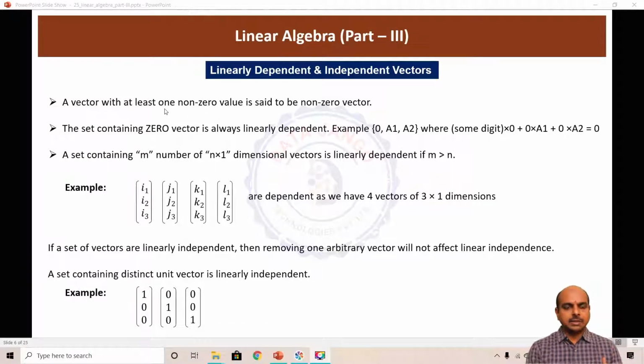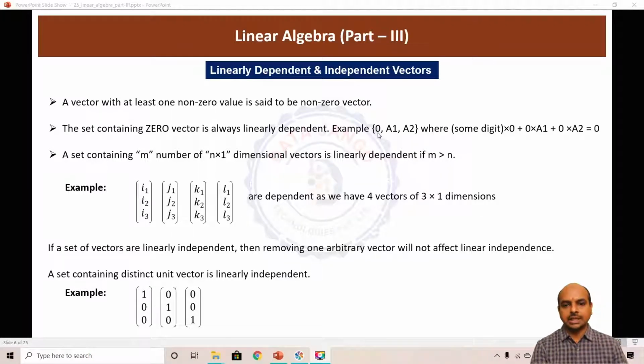The basic concept is that if a vector has all zeros, then it is called a zero vector. If at least one number is non-zero, then the vector is called non-zero. If you look at these three vectors, they are non-zero vectors because at least one number is non-zero. So a set containing a zero vector is always dependent. That's one property of vectors.